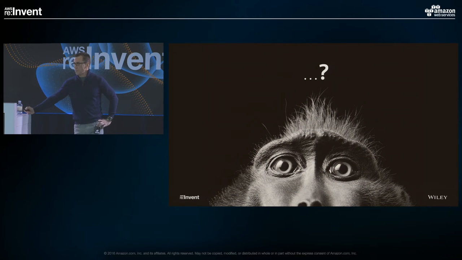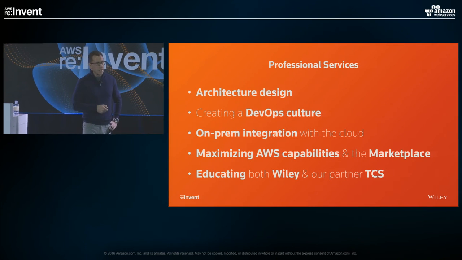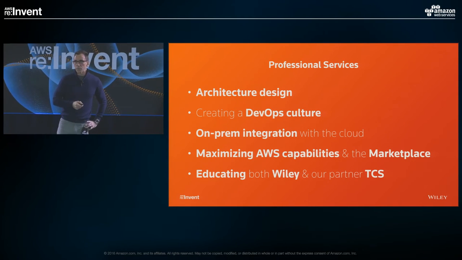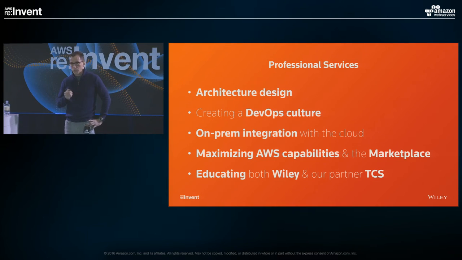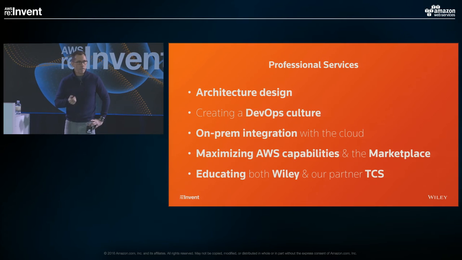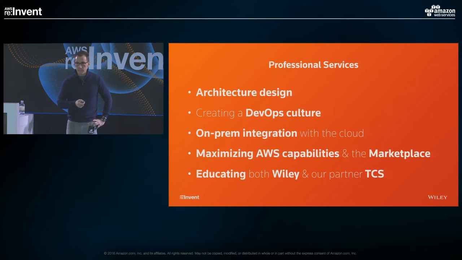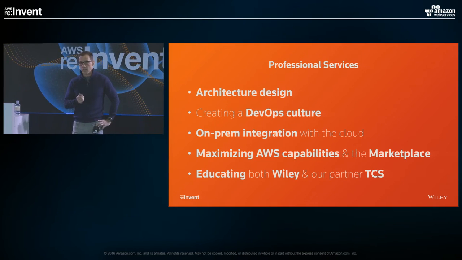So we knew what we wanted, but we didn't know how to do it. Enter AWS Professional Services. We wanted Wiley colleagues, as well as our IT services partner, TCS, to learn cloud computing from the experts. ProService was instrumental in helping us with all of these. But in particular, the team helped us create a DevOps culture, architect a hybrid cloud ecosystem, and I can't emphasize this enough, thanks to the professional services team, we now have a lot of AWS experts within Wiley.